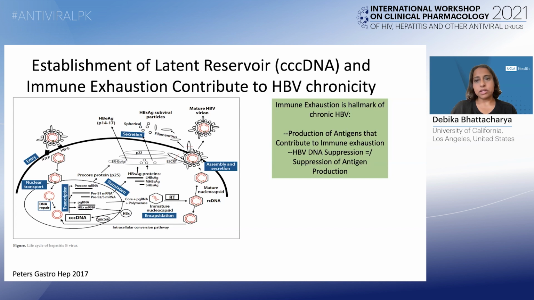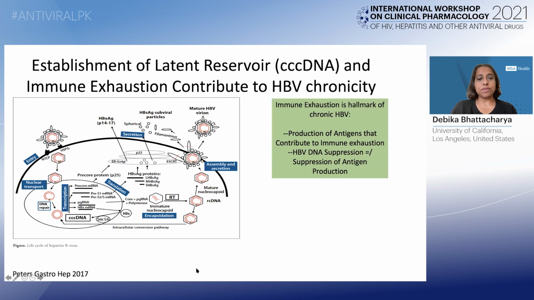The other important thing to note is that in part of this reservoir, there is production of the mature HBV virion, but there is also production of these surface antigen subviral particles. And this production of antigens then takes us to the immune side, where this excess production of antigen, often hundreds to thousand-fold in relationship to the actual virions, contributes to immune exhaustion.